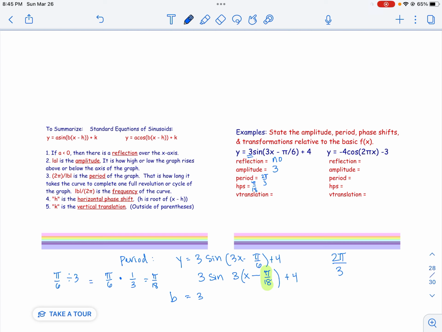Don't worry about that. We'll get to it. Now, we'll talk about the vertical translation. Well, that's here. I am going up 4 units.